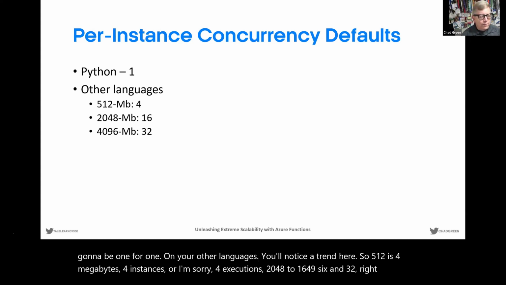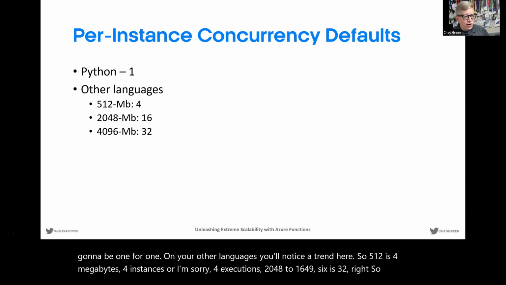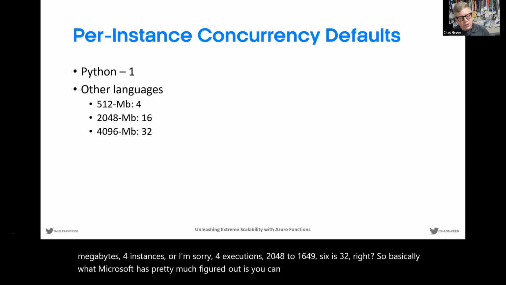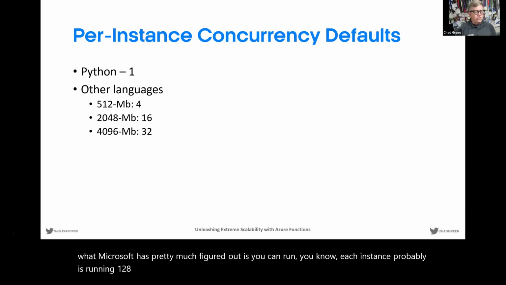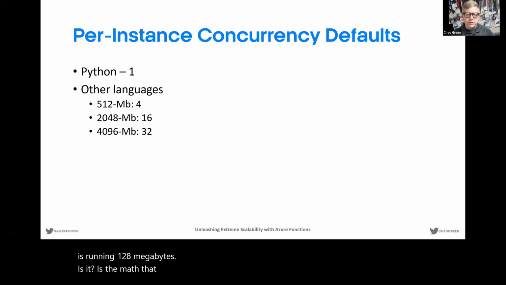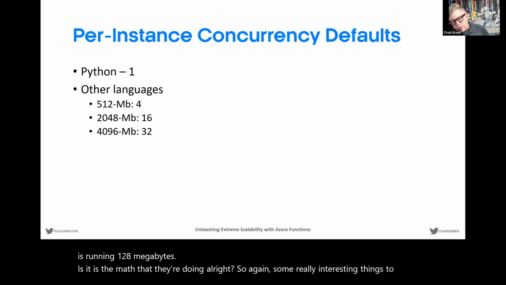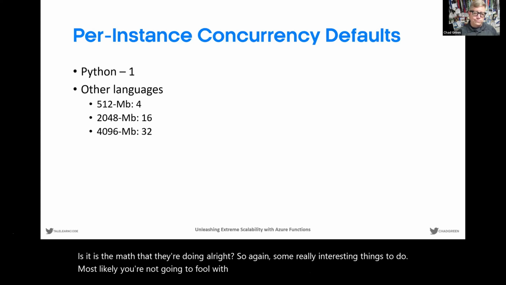So basically, what Microsoft has pretty much figured out is that each instance is probably running 128 megabytes, is the math that they're doing, right? So again, some really interesting things. Most likely you're not going to fool with these numbers, but you could.